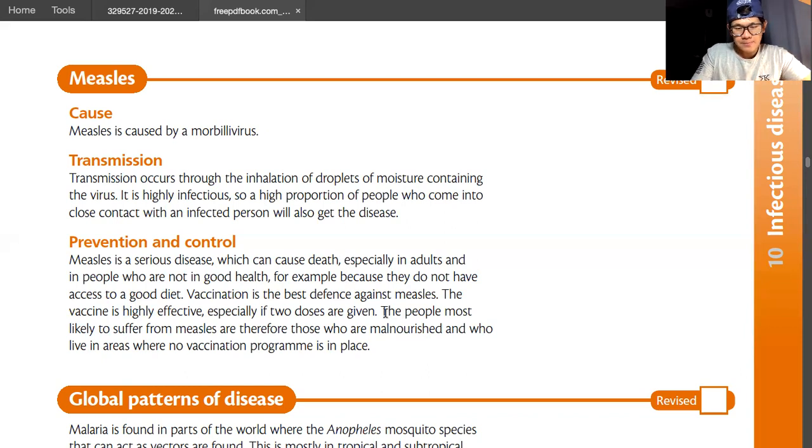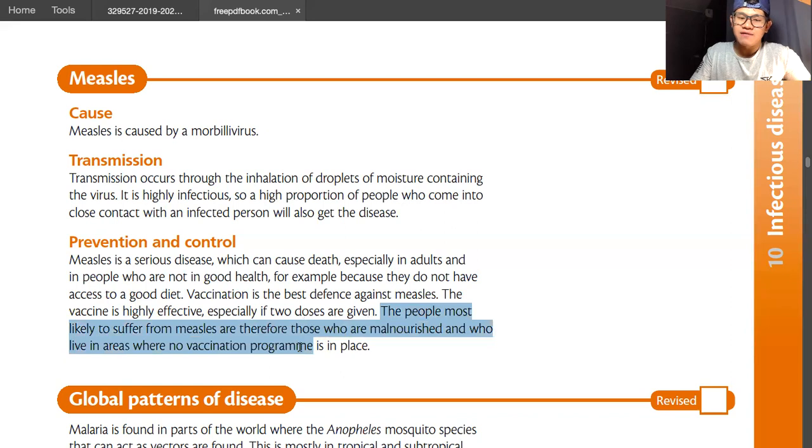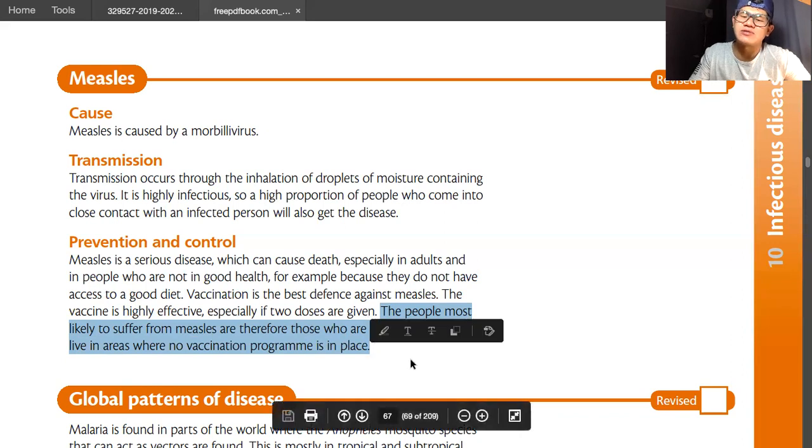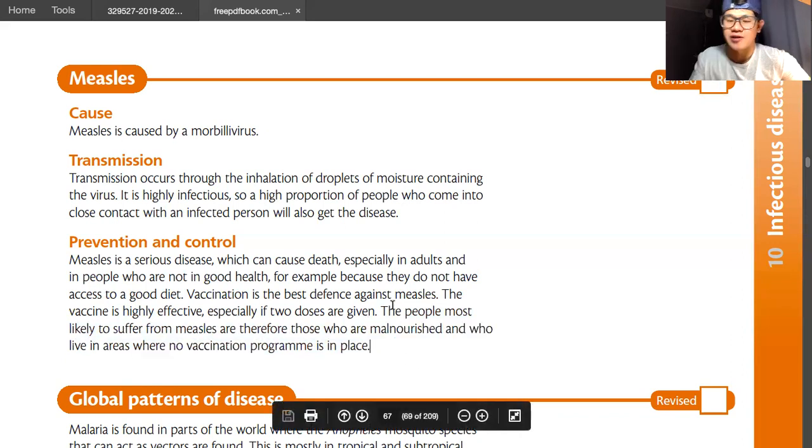And who are prone to measles? So the people most likely to suffer from measles are people who are malnourished and who live in areas where no vaccination program is in place. Okay, same case as coronavirus as well.